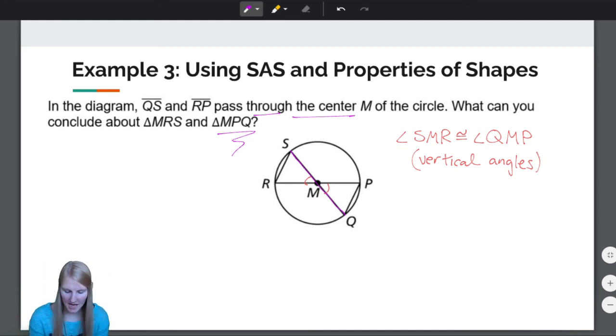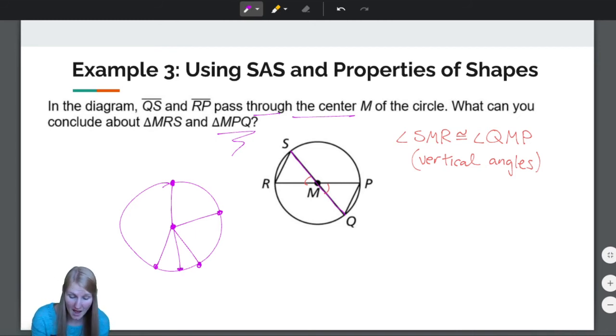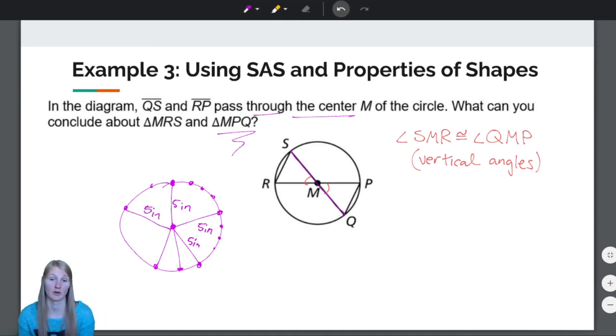Remember that every point on the outside of the circle is the same distance away from the center. That's the definition of a circle. And that distance is the length of the radius. So if this were, say, 5 inches, every point on the outside of this circle is 5 inches away from the center.